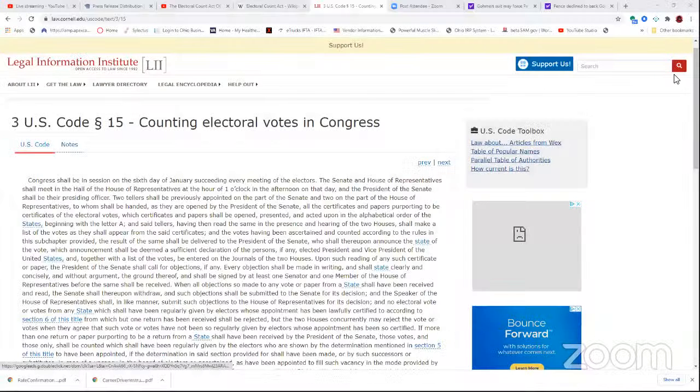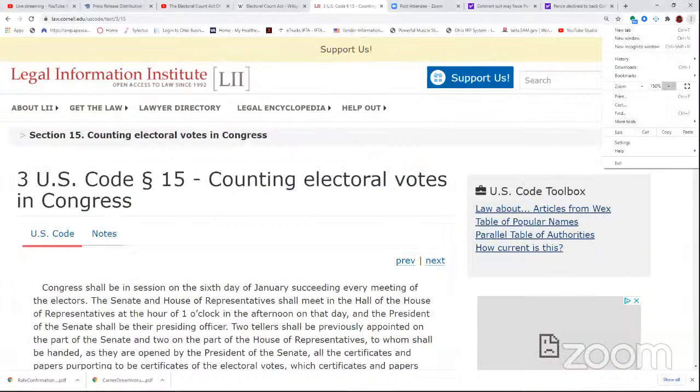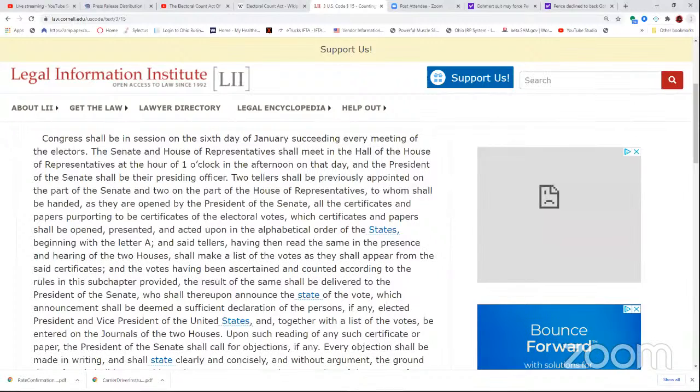So this is the actual federal law right here that says what's going to go on. Wait, hold on. Let me make it bigger. Or go down on the 6th of January. Can everybody see that, or do I need to make it bigger? No, it's fine. On the panel, can you see it? Yeah, it's clear. I can see it. All right.